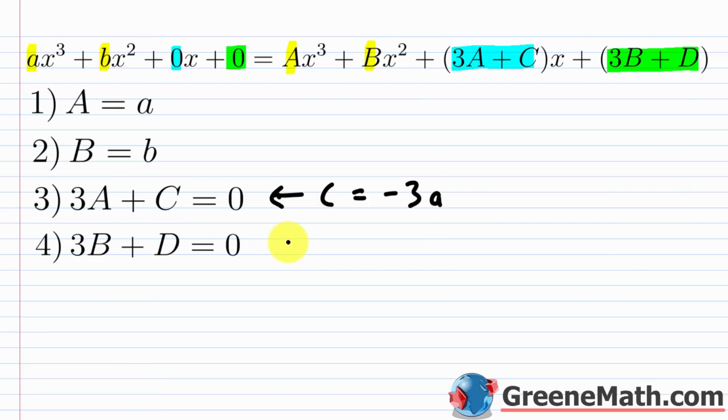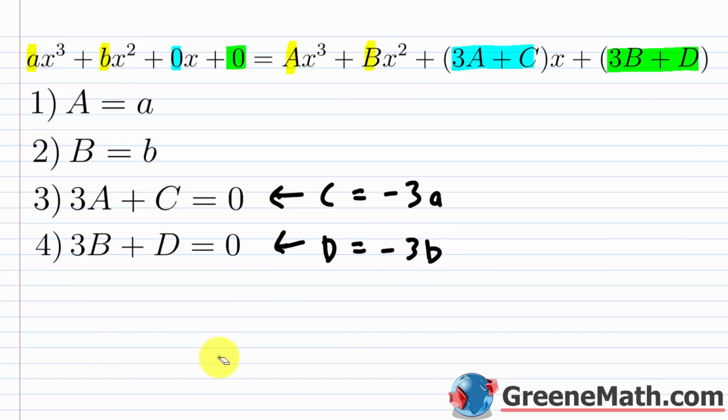So that matches what we want. Then for this one right here, d is going to be equal to what? Well, again, you just do the same thing. This uppercase b is equal to the lowercase b. So you can say 3 lowercase b plus d is equal to 0. Subtract 3b away from each side. And we're going to say that d is equal to negative 3b, just like that.